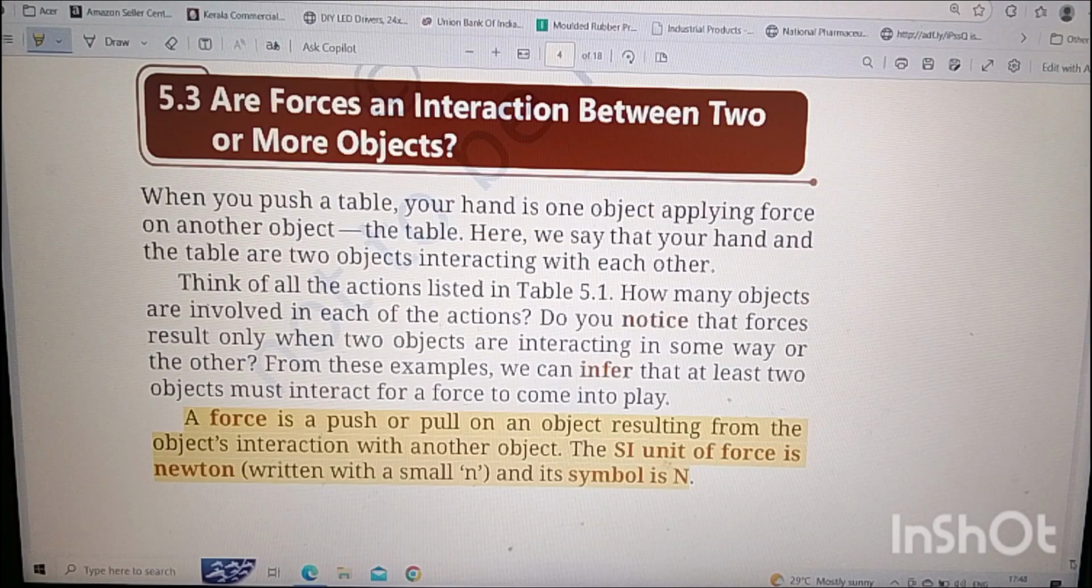During interaction, both objects exert force on each other. So the definition of force can be said as: a force is a push or pull on an object resulting from the object's interaction with another object. The unit of force is Newton. Its symbol is capital letter N. This is very important.